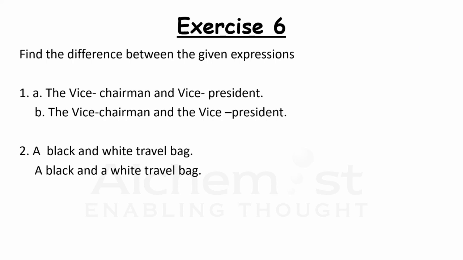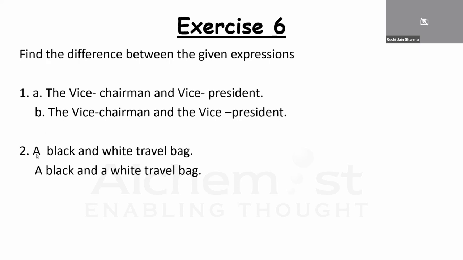The first one means that he is the vice president as well as the vice chairman. Okay. And the second one is for different people. Yes, very good. So when I say the vice chairman and vice president, matlab I'm talking about only one person who holds both the posts, right? The vice chairman and vice president ka post. And when I say the vice chairman and the vice president, I'm talking about two different people. एक vice chairman है और एक vice president. ठीक है? Okay. Yes. All right.